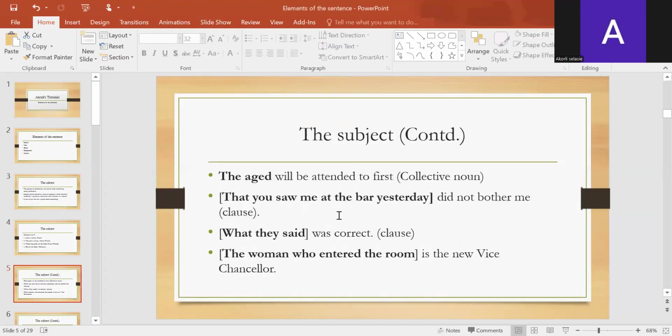When we come here, the aged will be attended to first. The aged, they will be attended to. See, that phrase can be replaced by a pronoun. That you saw me at the bar yesterday did not bother me. It did not bother me. What they said was correct. It was correct. The woman who entered the room is the new vice chancellor. She, the whole of this can be replaced by she. It's the new vice chancellor, and you can see that it works.